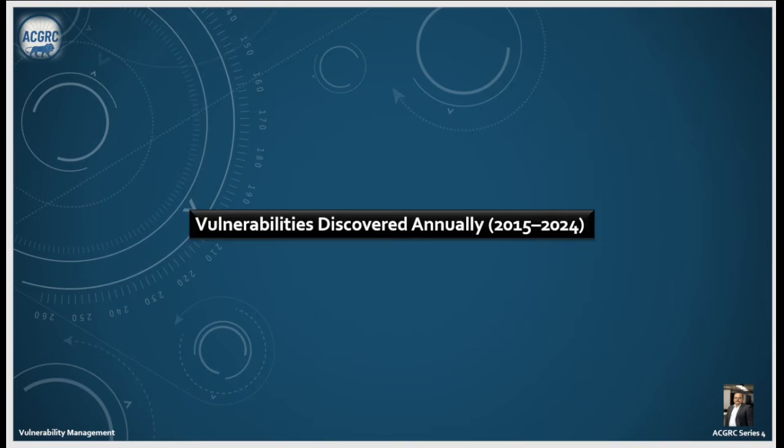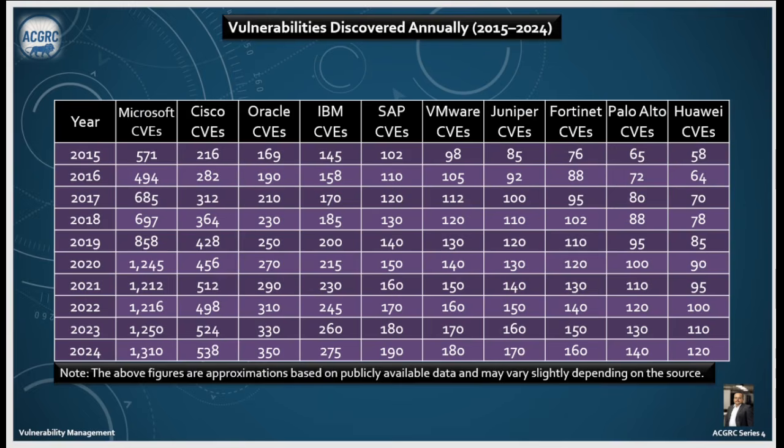Let's now look at the vulnerabilities discovered annually. Well, it's a snapshot taken from an external source. The figures might be approximations based on publicly available data and may vary depending on the sources. But this gives you an indication. The objective here is to understand how things flow in this space. If you observe it carefully, the numbers are increasing year on year across the products.